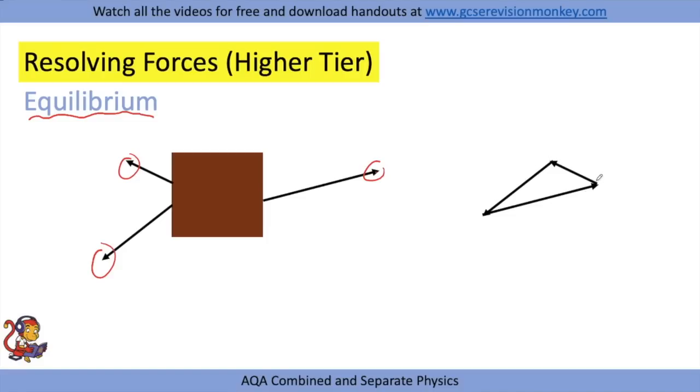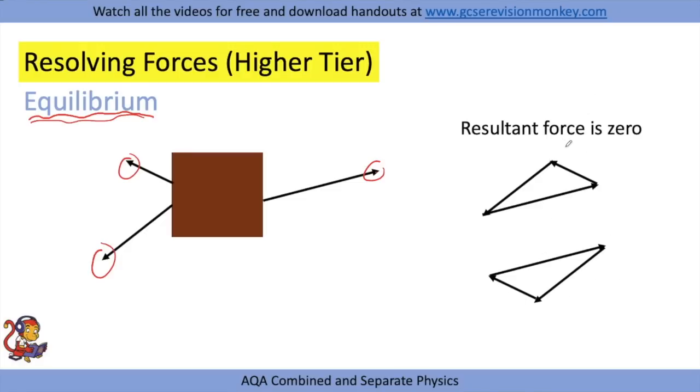And what you'll notice is they form a complete shape without any gaps. And in that case, that's telling you that the object is in equilibrium and there is no resultant force. It doesn't matter what order we put these arrows in. We could start with the longest one first, and then this one, and then this one. If they complete that complete shape with no gaps, then there is no resultant force and the object is in equilibrium. So we'd say the resultant force in this case is 0.